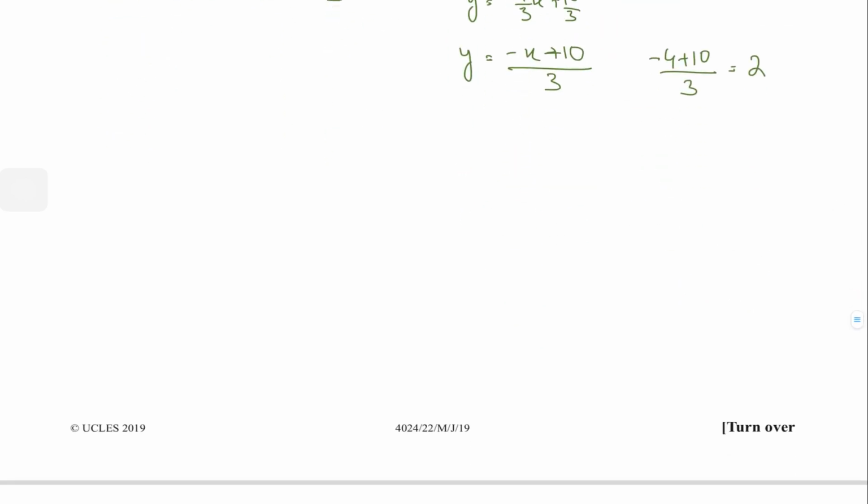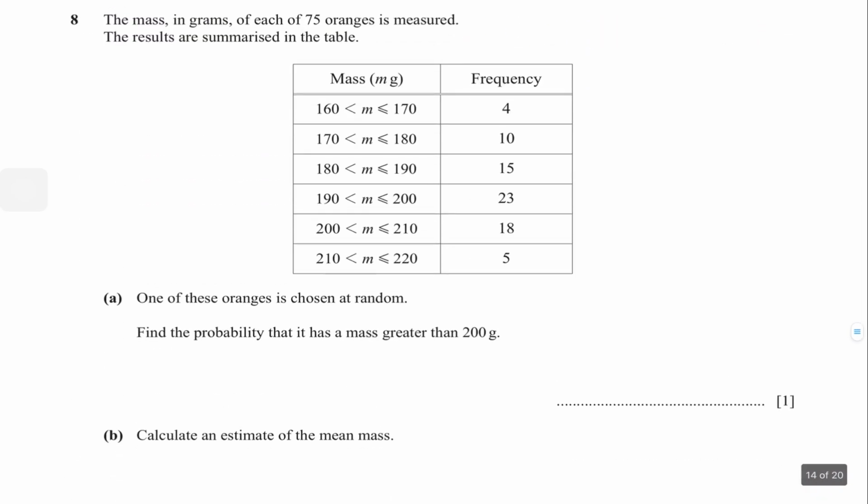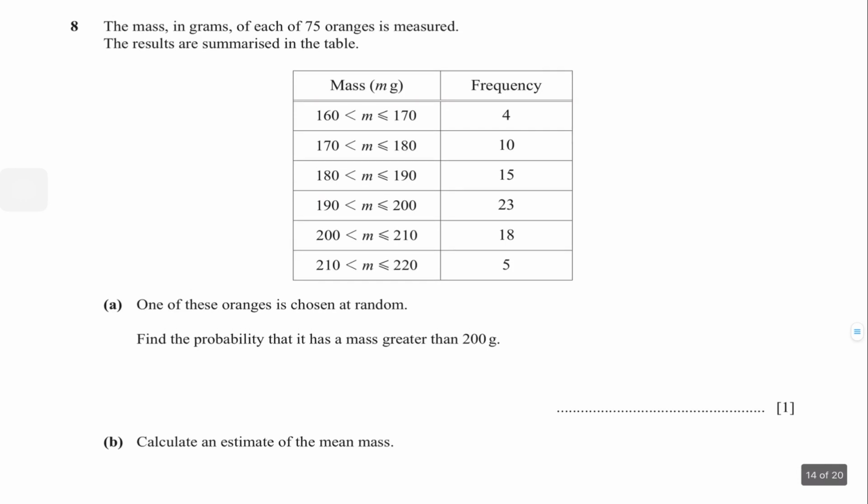Now let's move forward. Let's do question number 8. So we have data which is in interval form, and let's see what the question says. The mass in grams of each of 75 oranges is measured. The results are summarized in the table. One of these oranges is chosen at random.